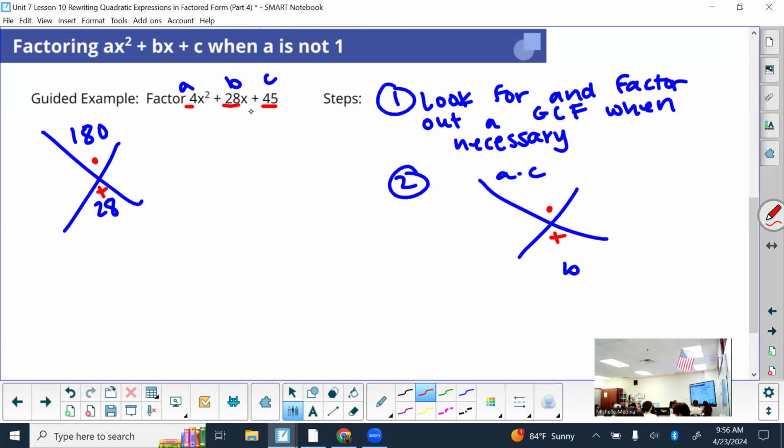So if you're not sure, like I said, lots of numbers multiply to 180, you can make a list and see, is there any possible way I could get 28 when I add that? So 180 times 1 would absolutely not work. 2 times 90, again, would not work. 3 times, I want to say 60, but let me just double check. Still wouldn't work, but it's showing you how to problem solve.